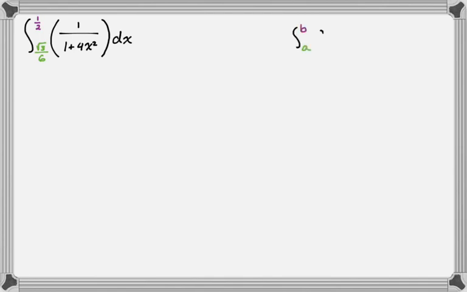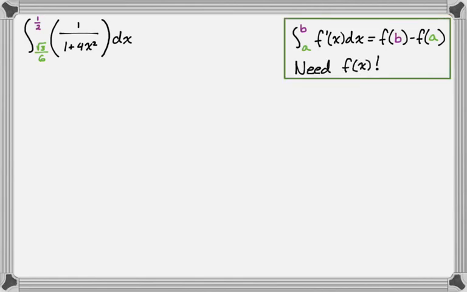And the fundamental theorem just says that the integral from a to b of f prime of x dx is equal to f of b minus f of a. But to be able to use it, we need to find f of x. And in this particular problem, I would say that finding f of x is going to be the biggest challenge.